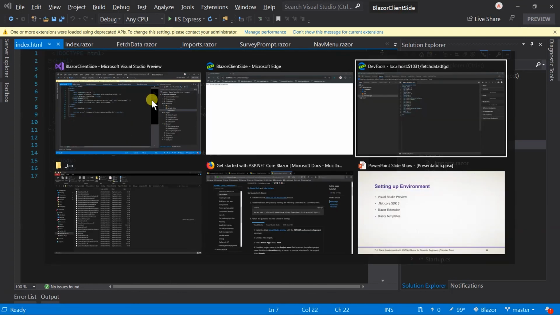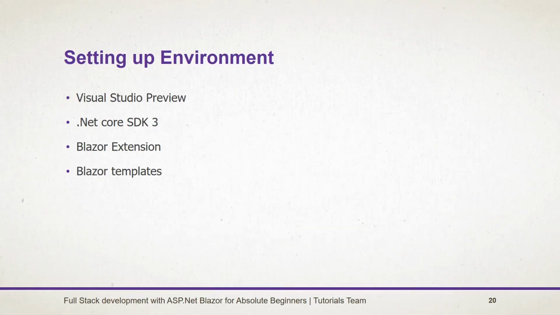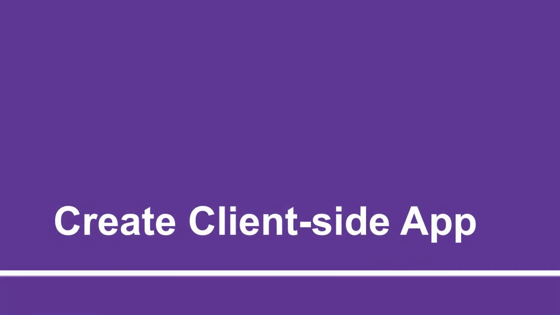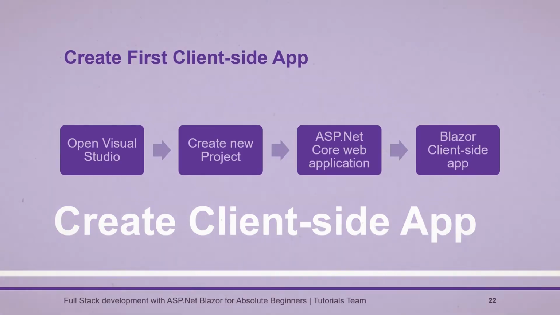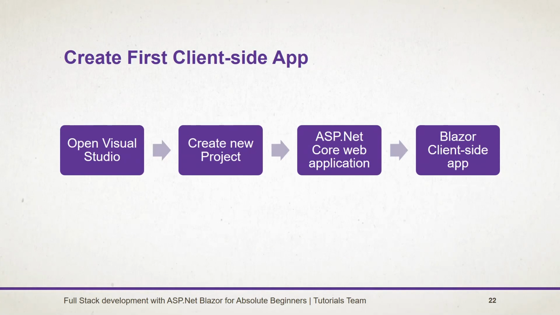Now, let us see what we have learned in this session. For setting up the environment for Blazor, we need to install Visual Studio 2019, .NET Core 3 SDK, Blazor extension, and templates. For creating a client-side app, we need to create a new project of ASP.NET Core Web Application and select Blazor Client-Side App. In the next session, we will create the server-side app and we will understand its structure.